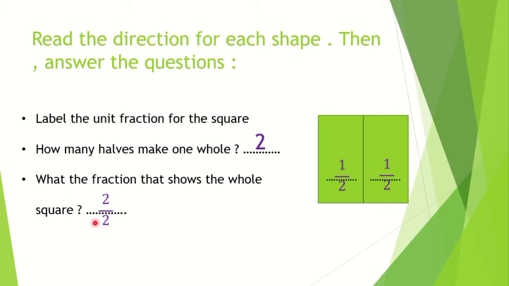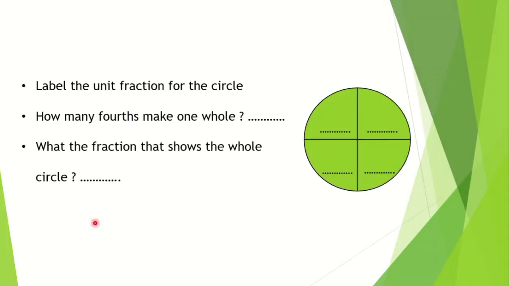Okay. Let's see question 2. Label the unit fraction for the circle. Okay. This part is colored, it's 1. And how many in all? Perfect, 4. So my fraction will be 1/4. And here, this part will be 1 and all will be 4. So this will also be 4.